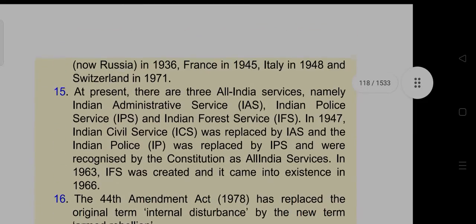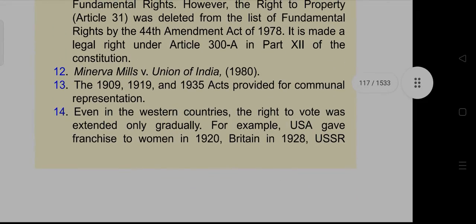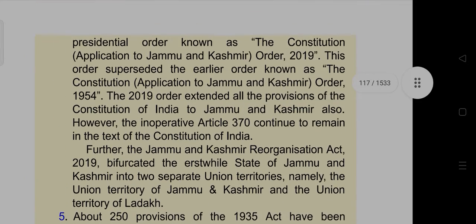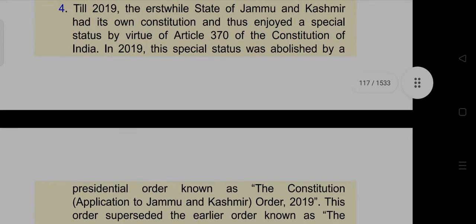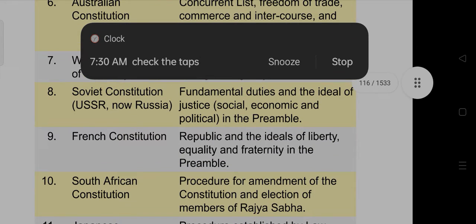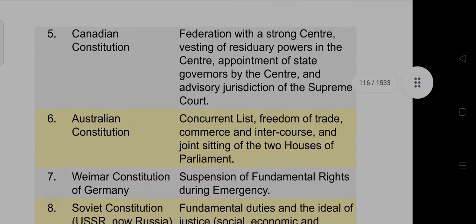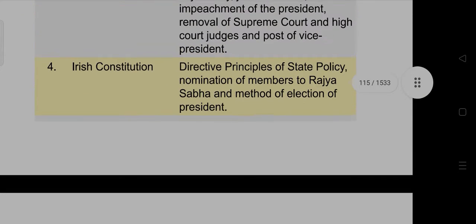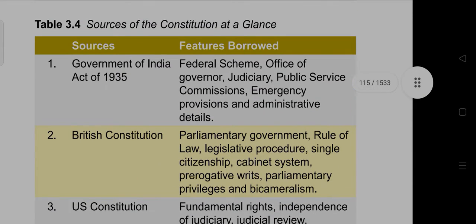Thank you. Here we are done with chapter number 3, the salient features of the Constitution. There are several tables given at the end of this chapter. I will refer to one of the most important tables of this chapter, and that is the sources of the Constitution at a glance. The sources: first, Government of India Act 1935.